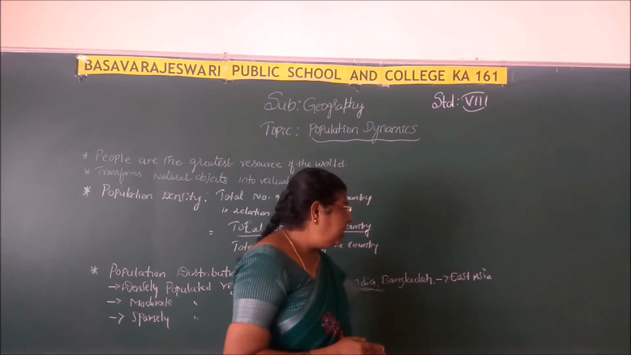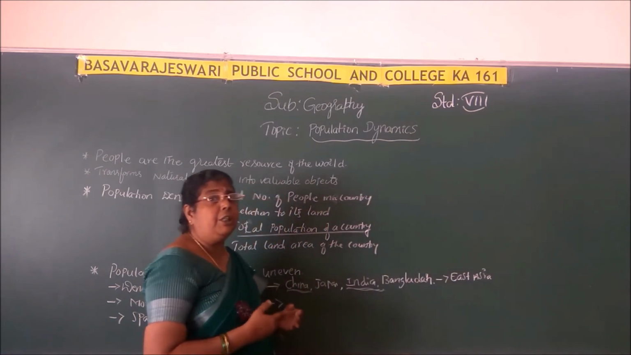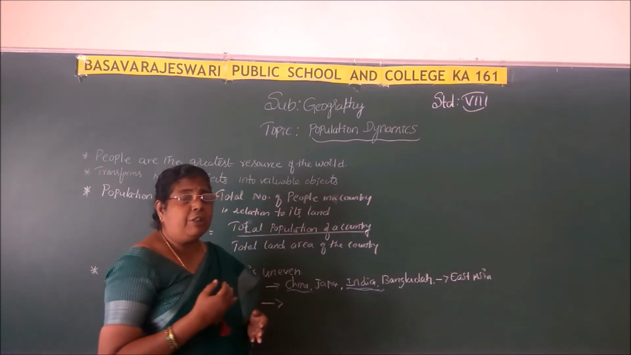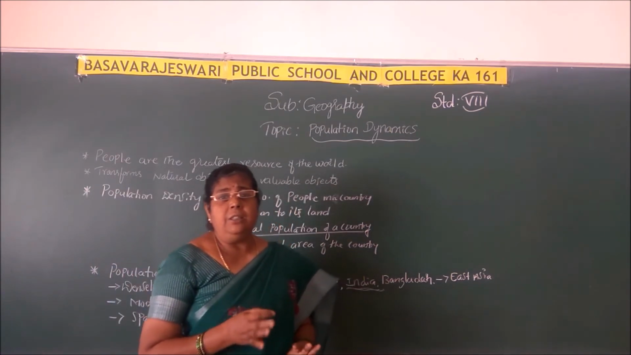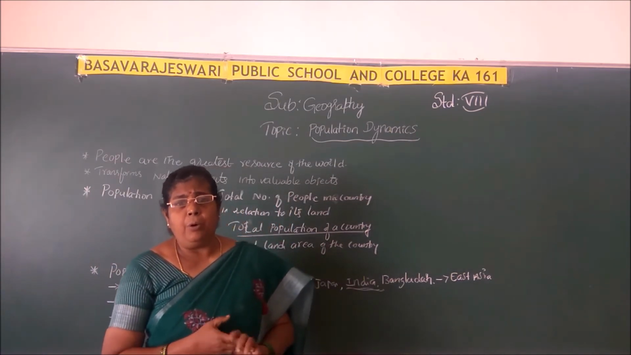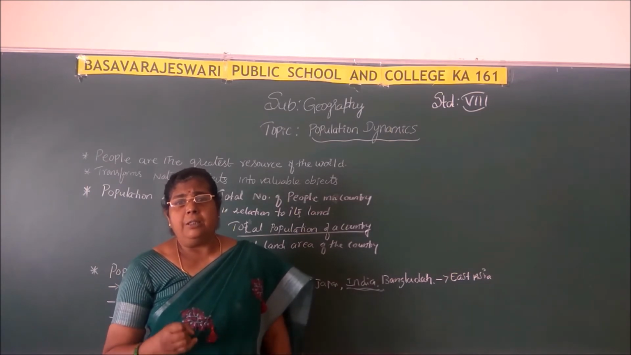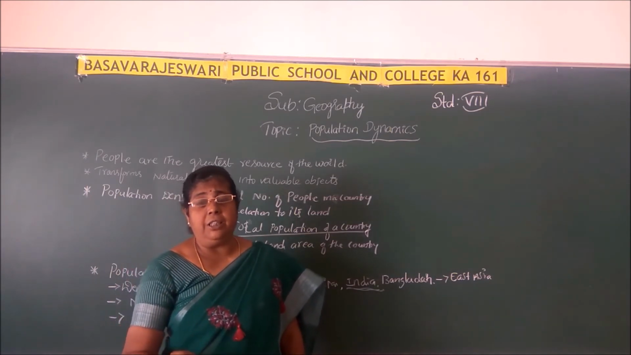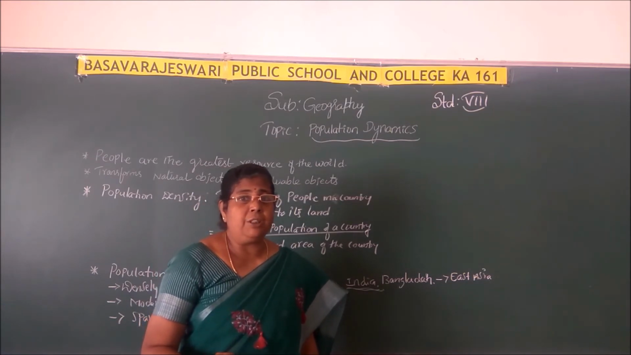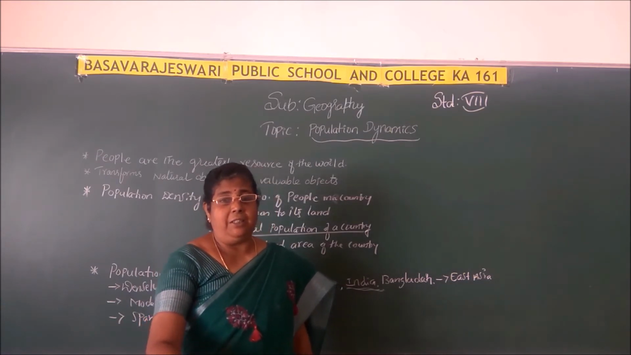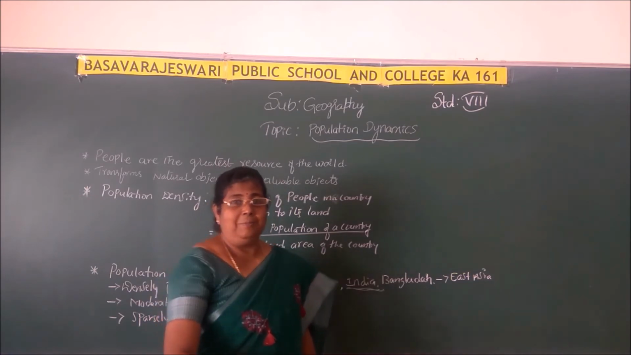Clear, children? Some examples we can take for densely populated regions are China, Japan and Bangladesh in East Asia. In these regions the population is more. Apart from that, India and China are the leading ones. Population wise, China is the first and India is the second.